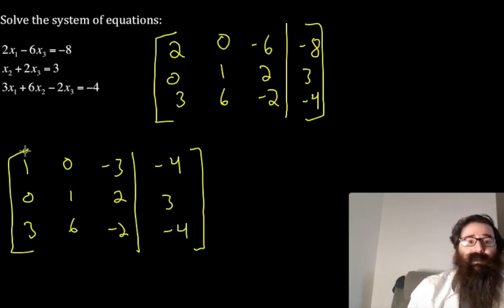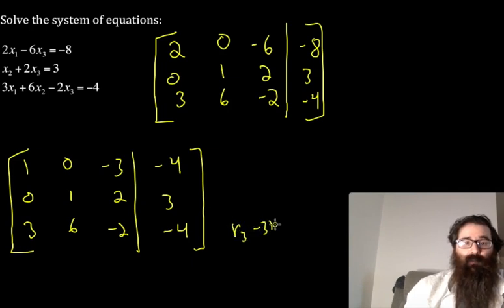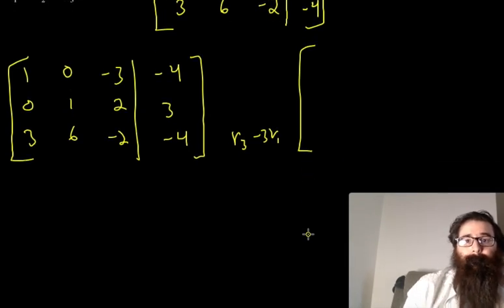Now what I can do is use this 1 here in the upper left corner to try to get zeros underneath it. And I can actually then work in row 3. I see the 0s already in row 2, but I got this 3 in row 3 I want to get rid of. So let me go ahead and replace row 3 with row 3 minus 3 times row 1. I want to get a 3 minus 3, so I can do that by replacing row 3 with row 3 minus 3 times row 1.